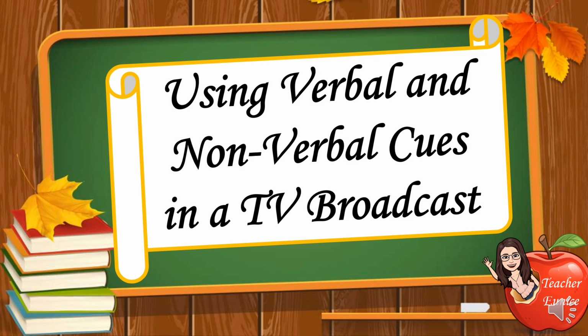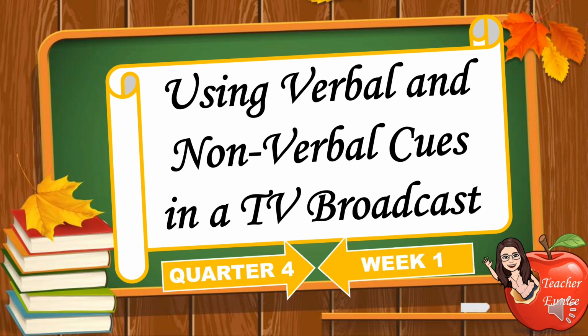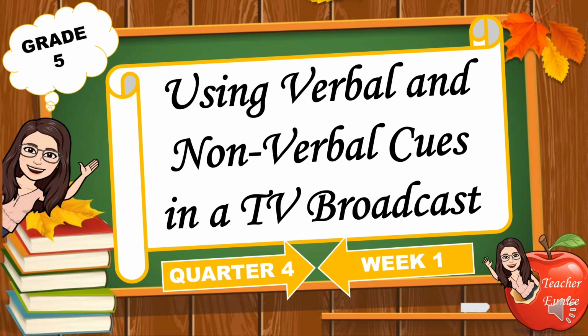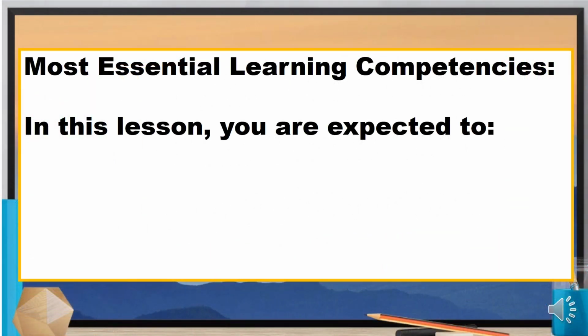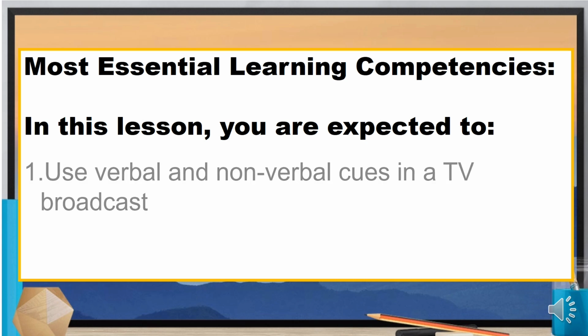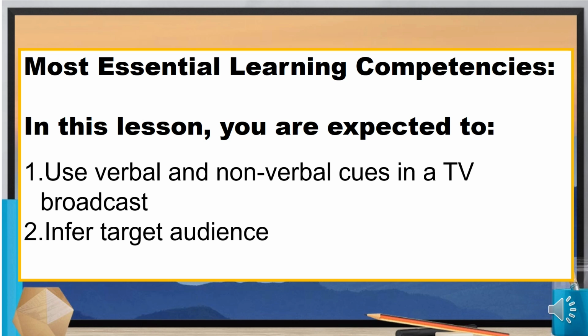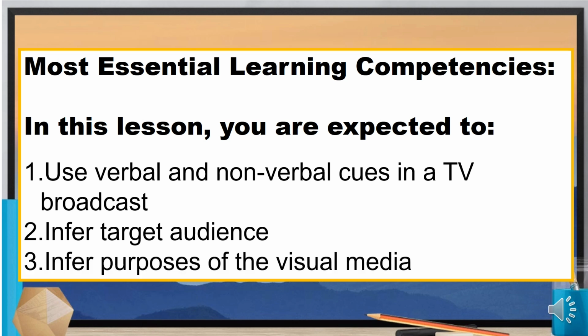And today we are going to study about using verbal and nonverbal cues in a TV broadcast. This is our first lesson in quarter 4. Essential learning competencies. In this lesson, you are expected to first, use verbal and nonverbal cues in a TV broadcast. Second, infer target audience. Third, infer purposes of the visual media.